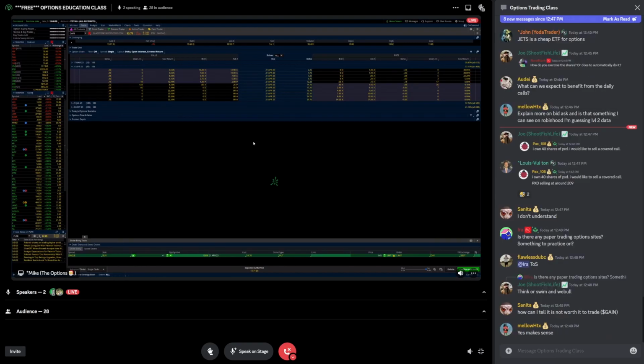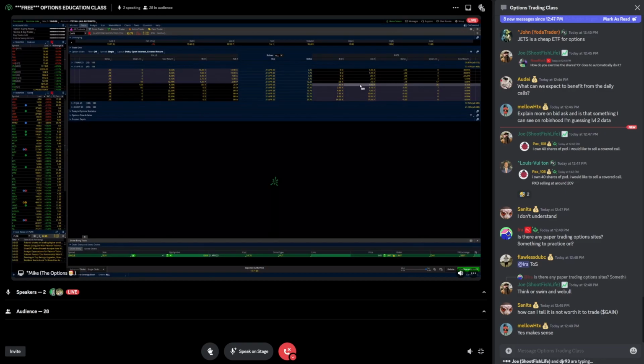For the bid-ask spread, you don't want to trade an option when the spread is wide. You see this bid right here? If the bid is 80 cents and the ask is $1.45, you don't want to trade that because it's too large. You want to trade something where the bid is like 80 cents and the ask is 81 cents. I mean, a 5 to 10 cent difference is the highest I would recommend that you go.